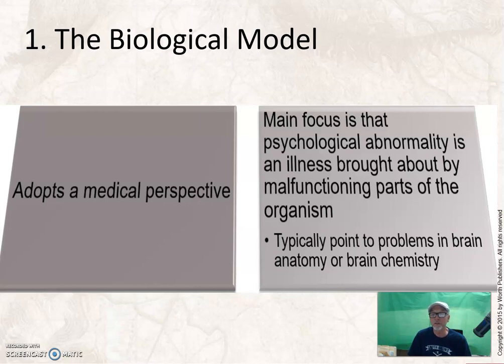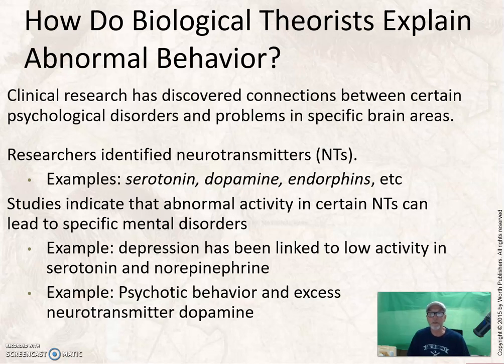Start with the biological model, which is a medical perspective, pretty much. And the main focus is that psychological abnormality is really an illness brought about by the malfunctioning parts of the organism. That's what the book says. It's true, but they typically point to problems in brain anatomy or brain chemistry resulting in aberrant behavior. So biological therapists explain abnormal behavior in that they've discovered connections between certain psychological disorders and problems in specific brain areas. And a lot of focus on neurotransmitters, brain chemicals.